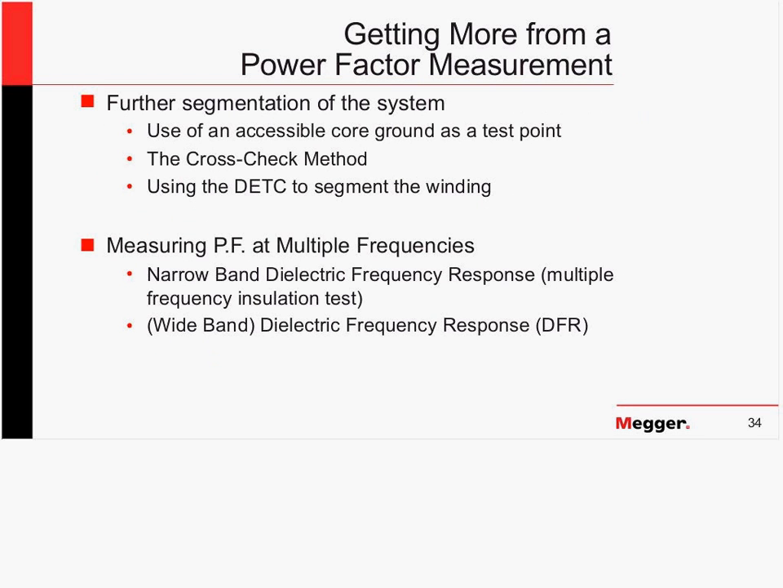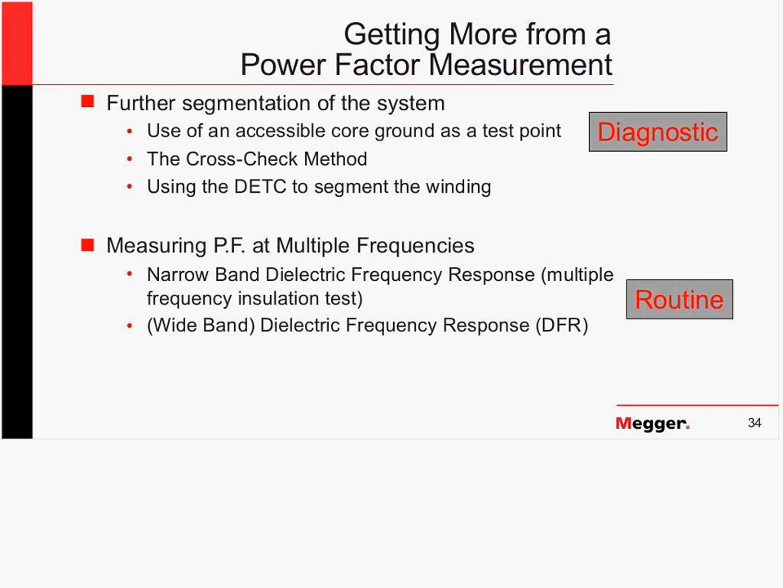So how do you get more from your power factor measurement? Well, you can further segment the system. There are all kinds of test procedures so that you can make the tested portions smaller and your sensitivity increases. Or an alternative is to simply repeat power factor testing at multiple frequencies. That leads us into a discussion of narrowband DFR and DFR, which implies a wider frequency band than narrowband. Of these two, further segmentation of the system would be diagnostic efforts.